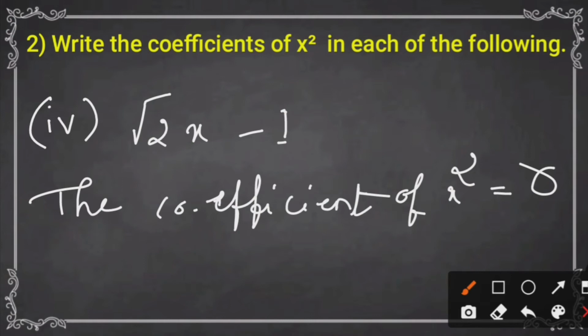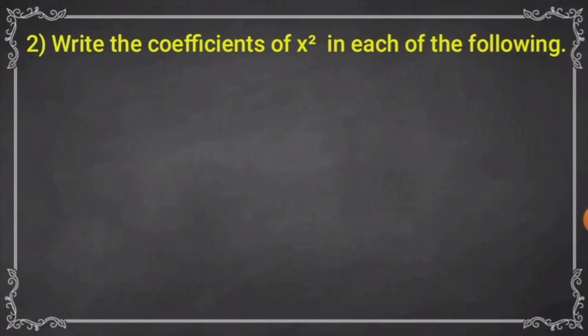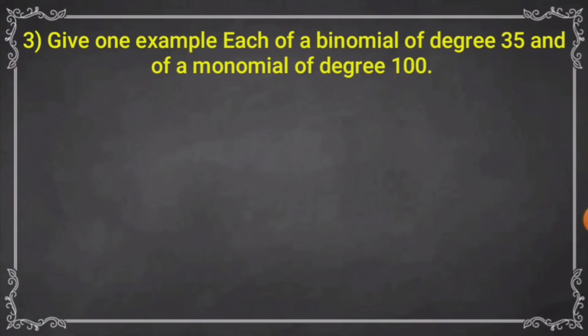The second main also got over. We can go for the third main. Give one example each of a binomial of degree 35 and of a monomial of degree 100. Binomial means there must be 2 terms. And what will be the degree of that binomial? The degree of that binomial is 35.